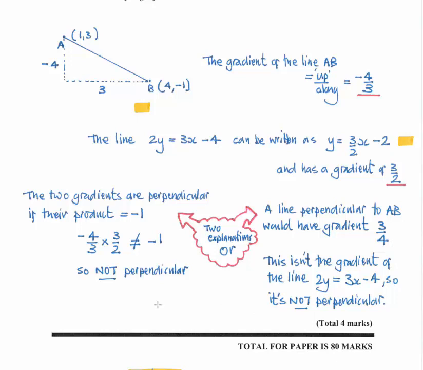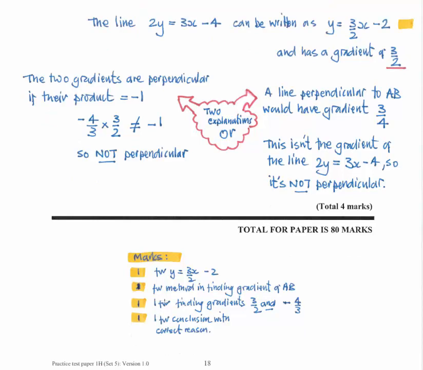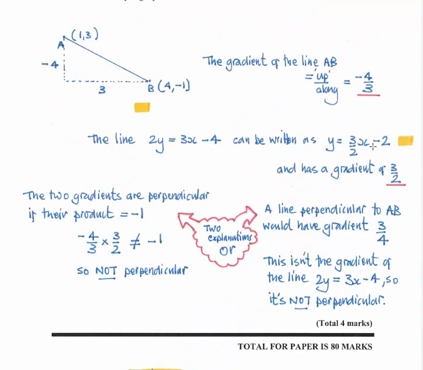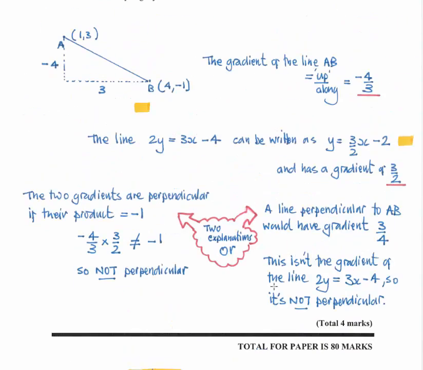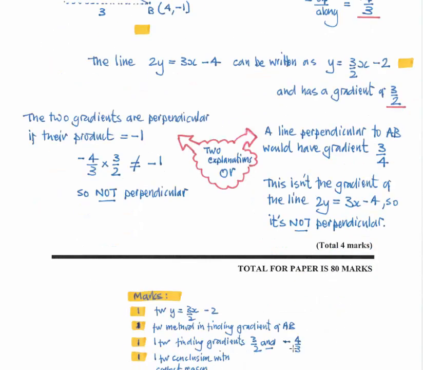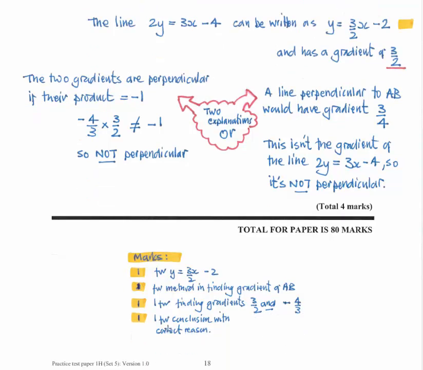And as ever, what have we got down here? Here are some marks. You can see there: 1 mark for getting that equation, 1 mark for finding the gradient of the line AB, 1 mark for finding the gradient 3 over 2, and 1 mark for the correct reason.